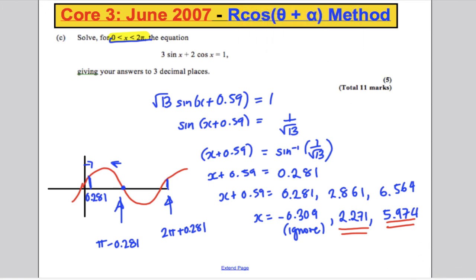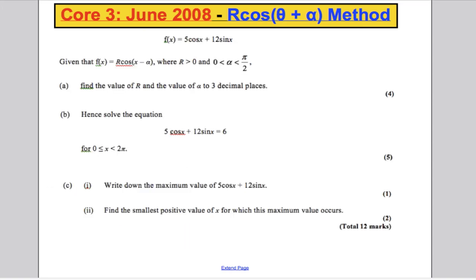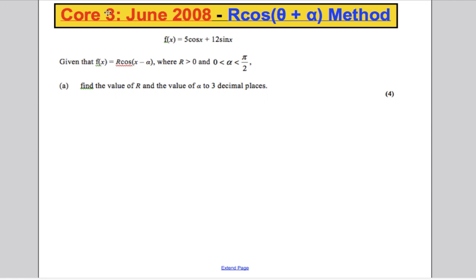Okay, next question. Pause, have a go, and then work through my solutions. Okay, let's do this bit by bit. Let's first of all do the first part. It tells you f of x is 5 cos x plus 12 sin x. It says given f of x is in this form, find r and alpha. Same old question as always.